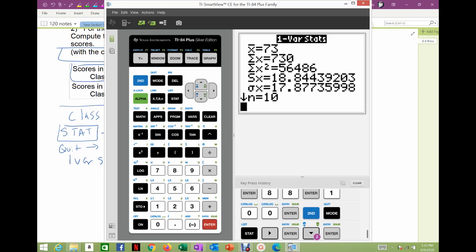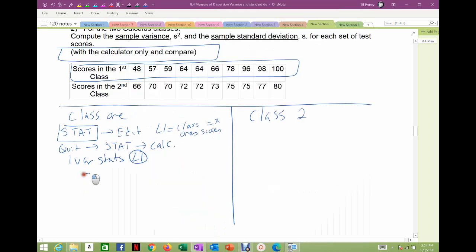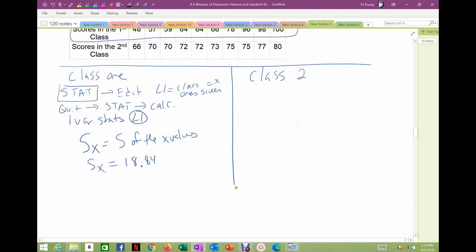You just have to make sure you know which one you're being asked to find, and then be careful that you pull off the right one when you go to plug it in wherever you're writing your answer in. And so the sample standard deviation is the 18.844. Alright, so it's the Sx, it's the sample standard deviation of the x values. And so in this particular case, it came out 18.844, or just a couple decimal places, 18.84.